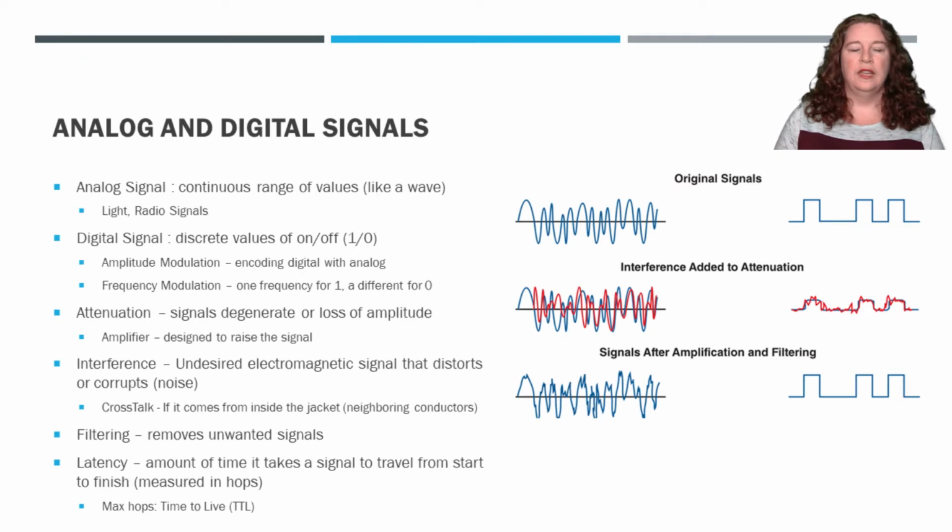There is also a concept called latency. Latency is the amount of time that it takes for your signal to get from the beginning to where it's supposed to go. It's usually measured in hops. So the maximum hops in our latency is what we call our time to live, or our TTL. If the data doesn't get where it's supposed to go within that TTL, it just gets dropped.